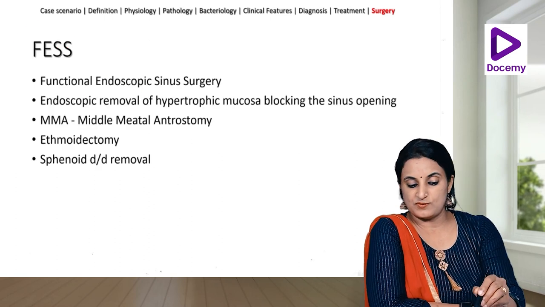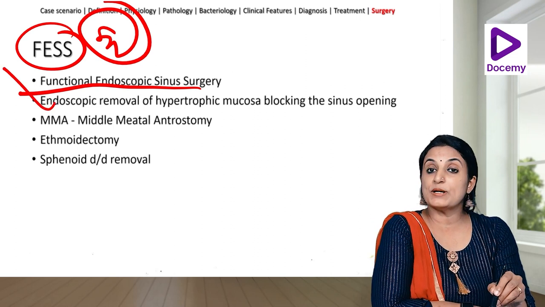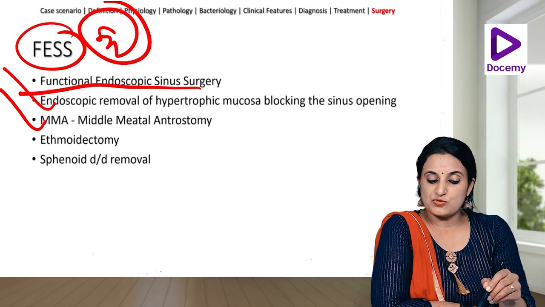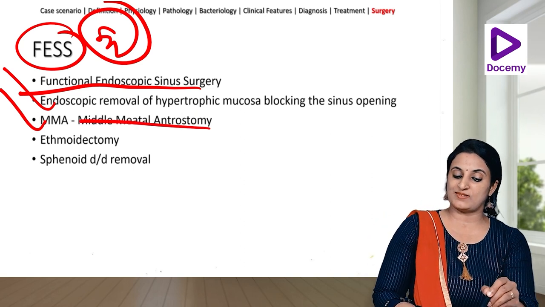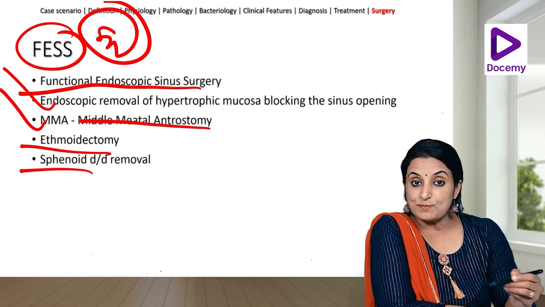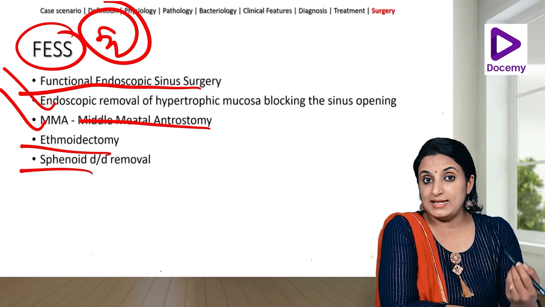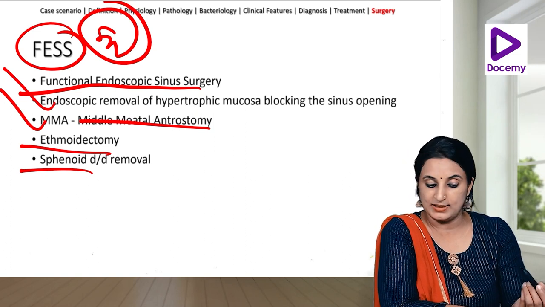Now, what is FESS? This is a very important topic for you. Functional endoscopic sinus surgery involves endoscopic removal of the hypertrophic mucosa which blocks the sinuses. You have to do a middle meatal antrostomy, ethmoidectomy, and sphenoidotomy, and you try to remove parts of the mucosa so that you can make the sphenoid or any other sinuses devoid of this hypertrophic mucosa, which causes the blockage and other clinical features.